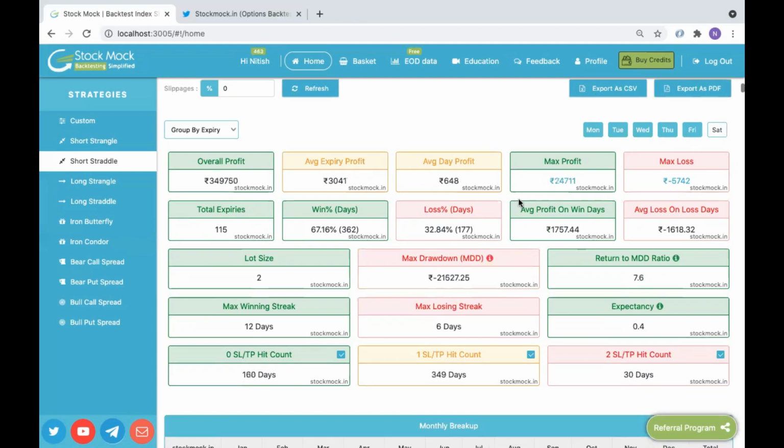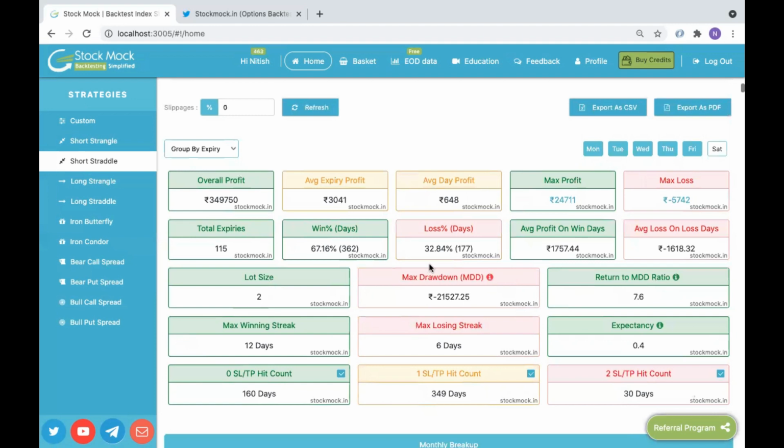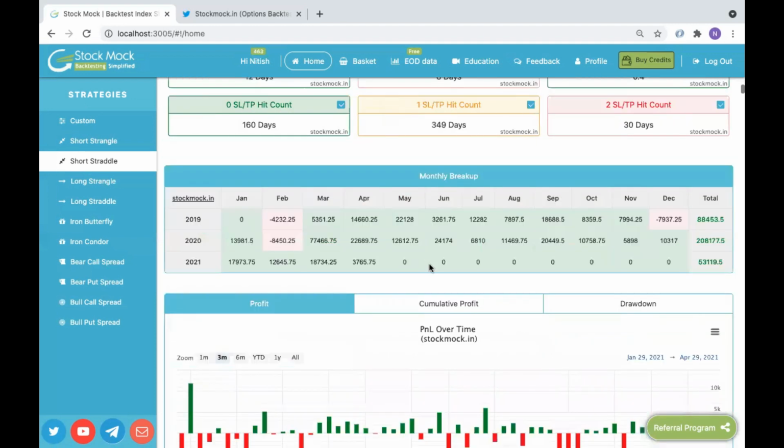So that's how it is. You can calculate many things. You can use the filters a lot, or you can do so many things. Yeah, the best part I was about to tell you.